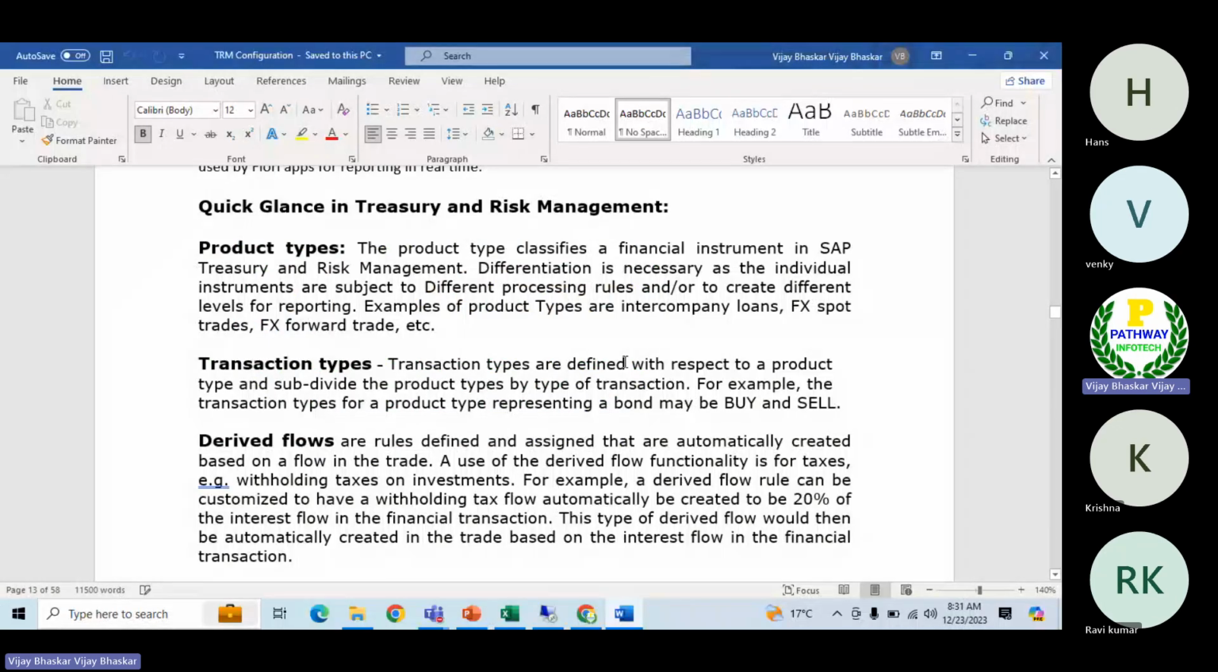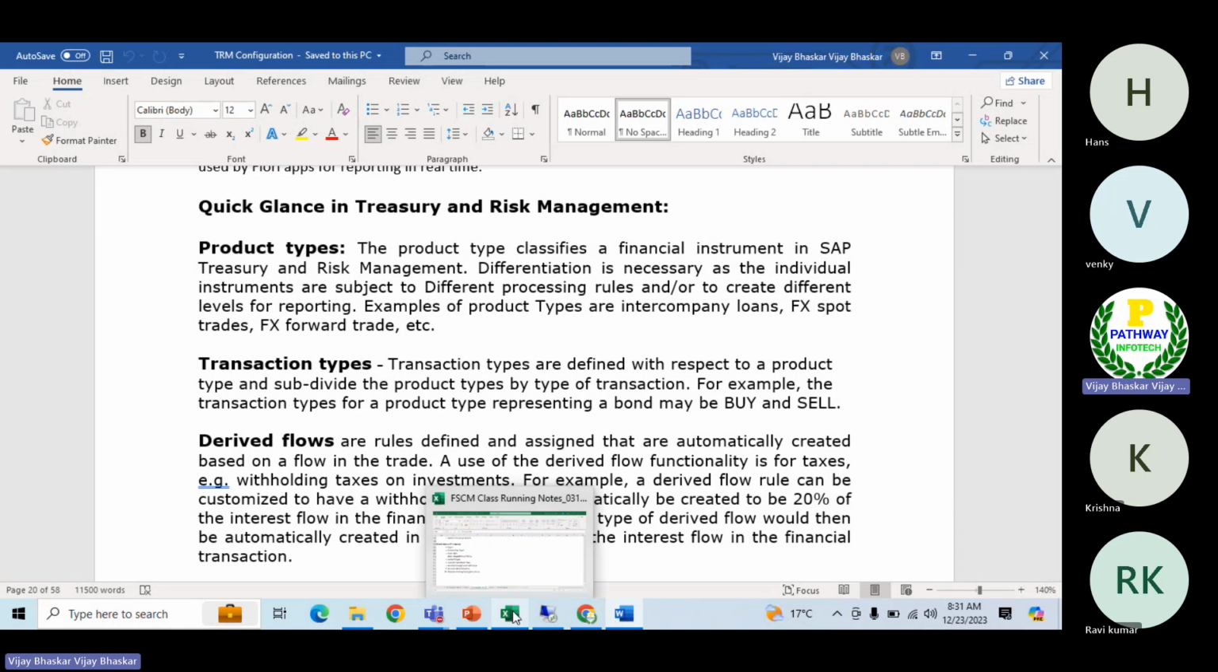Now you can see here, what is the product type? The product type classifies a financial instrument in SAP Treasury and Risk Management. Differentiation is necessary as individual instruments are subject to different processing rules and are to create different levels for reporting.